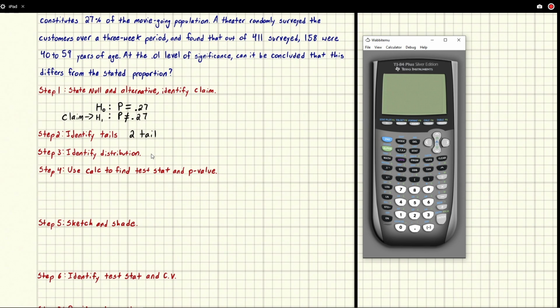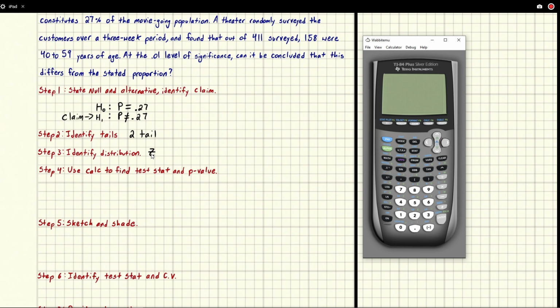Next up, identify the distribution. We're dealing with proportions here, and when we deal with proportions of populations, we use z-scores. So we're going to be using a z-distribution. Step number 4, use a calculator to find the test stat and p-value.